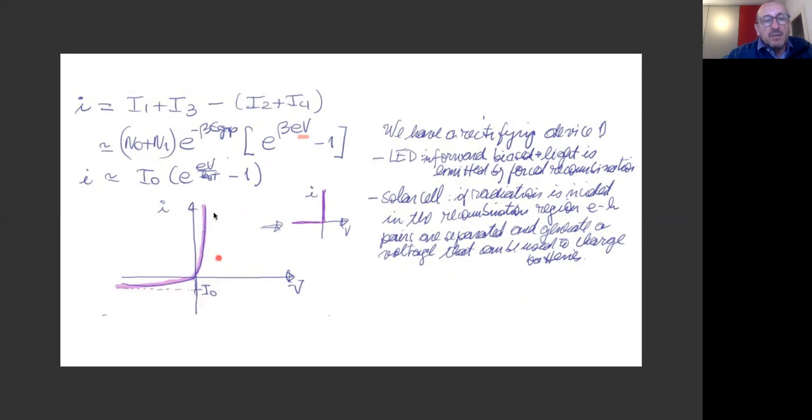And this over here is a rectifying device, if you can actually idealize it and put it like that. So when you apply a positive voltage, you get current, and when you reverse bias it, you get no current. This is it, okay?